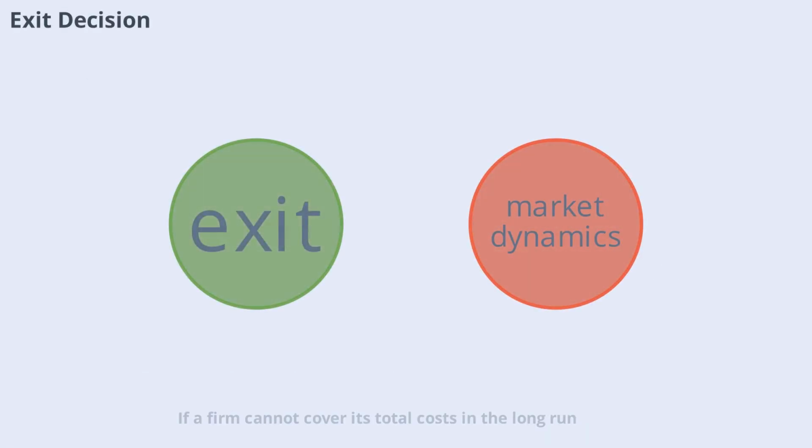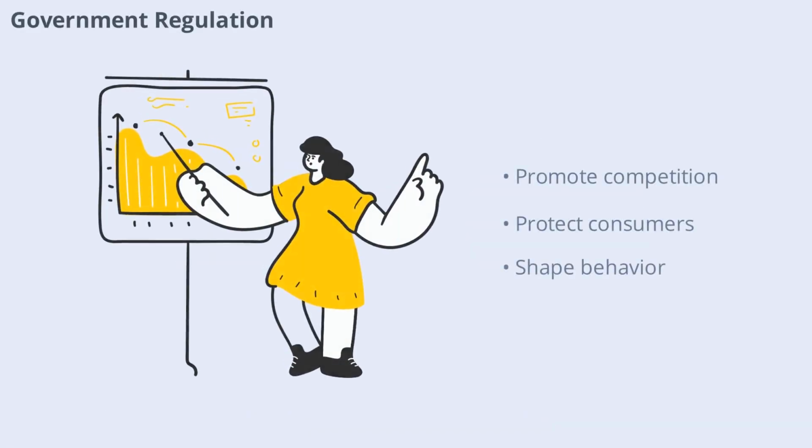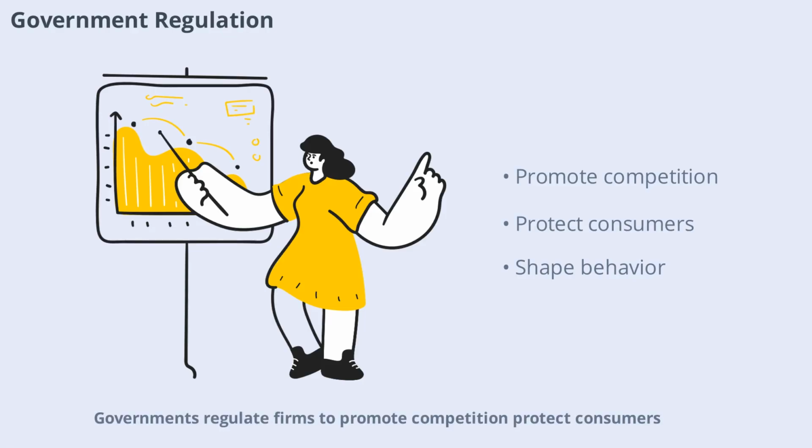If a firm cannot cover its total costs in the long run, it may decide to exit the market. Exiting frees up resources for more productive uses and is a natural part of market dynamics, ensuring only efficient firms survive. Governments regulate firms to promote competition, protect consumers, and prevent market failures.